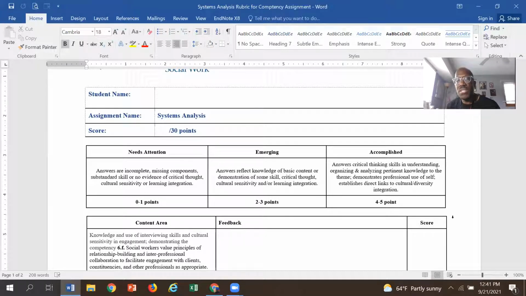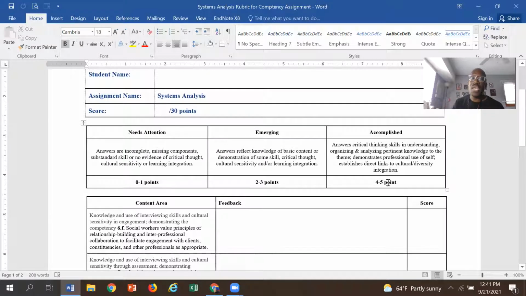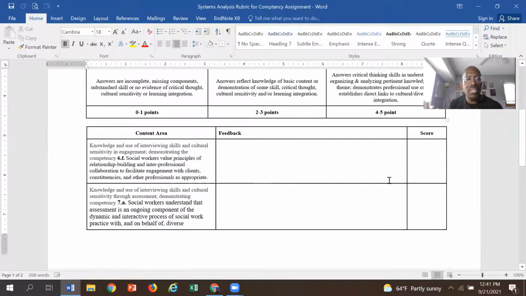Demonstrating the professional use of self. So there will be parts of this paper where you'll be asked to be the social worker. How would you intervene? What would you do? Those kind of things. Looking at how you would pay attention to culture and diversity. So those are all things that I will be looking for in this particular paper.